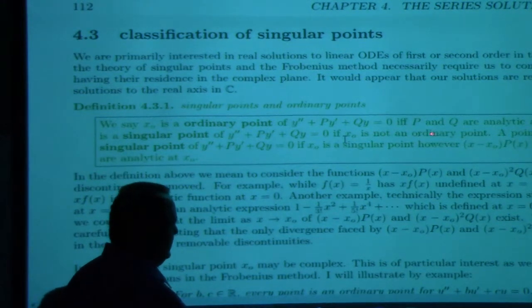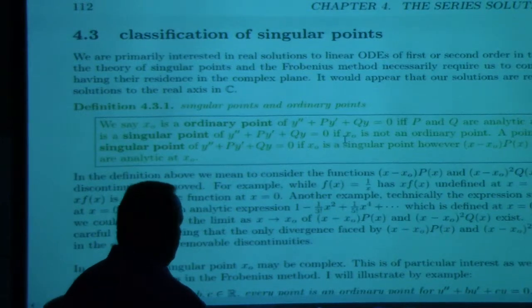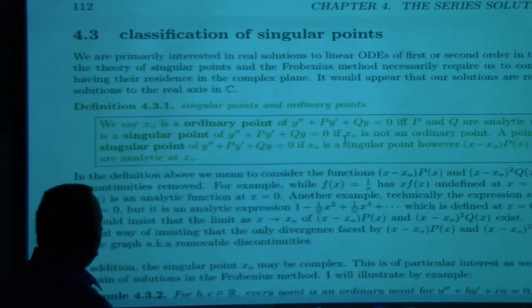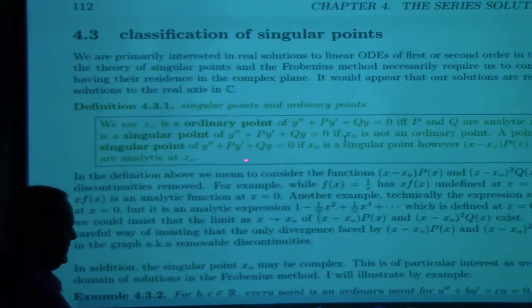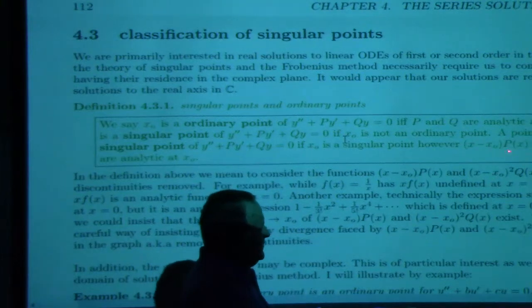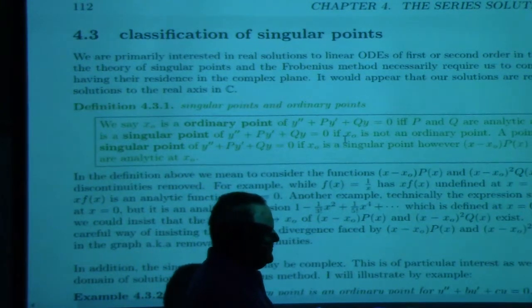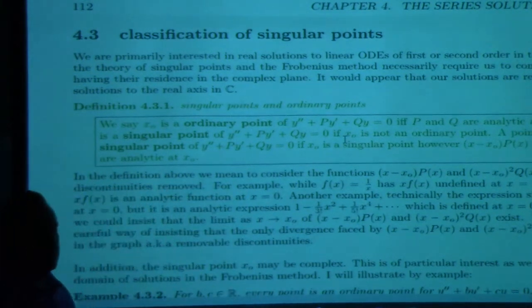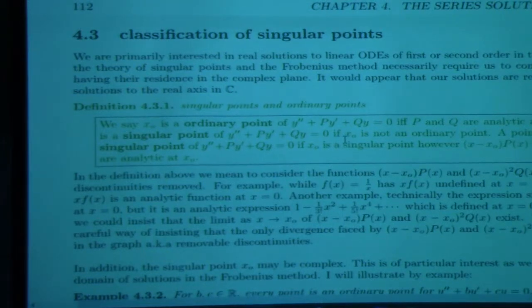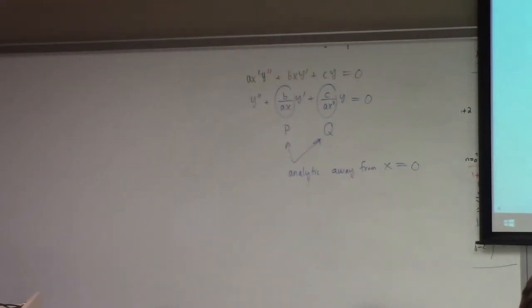So if these are analytic, it's an ordinary point. Otherwise, it's a singular point. It's a regular singular point if it's a singular point, however, x minus x naught times p of x and x minus x naught squared times q of x are analytic. All right, so let's look at that Cauchy-Euler problem again. Let me show you why it's a regular singular point.